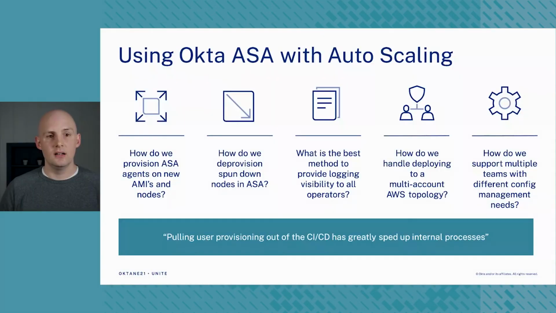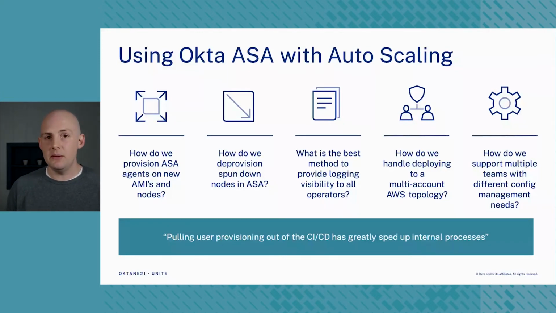So with that, Joe, I think this is something you must have gone through a lot when you were thinking about lifecycle management. Can you talk us through how you did a couple of those things and how you adopt that in your environment? Yeah. So let's talk about how we're deploying that agent in an auto-scaling environment into our servers. The first question that we had is how are we provisioning ASA agents on new AMIs, on images, and new nodes?